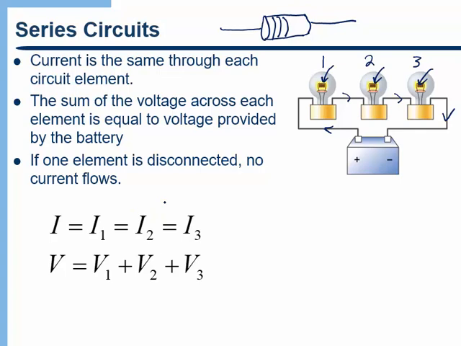The other thing that we know for a series circuit is that the voltages add. So in other words, the terminal voltage that the battery is putting out is going to be equal to the sum of the voltages across each of the things that we have in series. One of the other important things about series circuits: if you break the circuit anywhere, so if this light bulb burns out, then no current flows through the circuit because there's only one way through. If you break it anywhere, you no longer have a complete circuit.